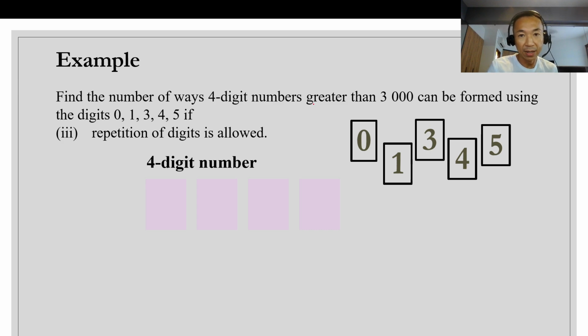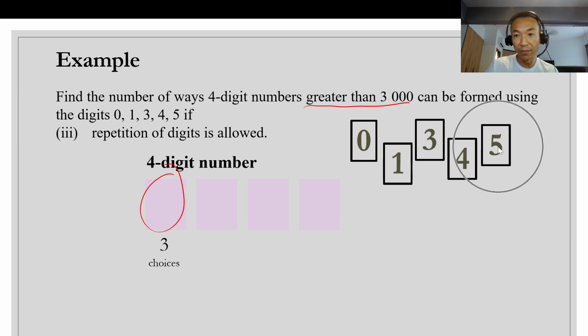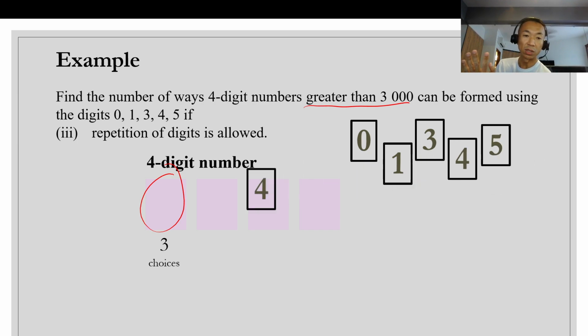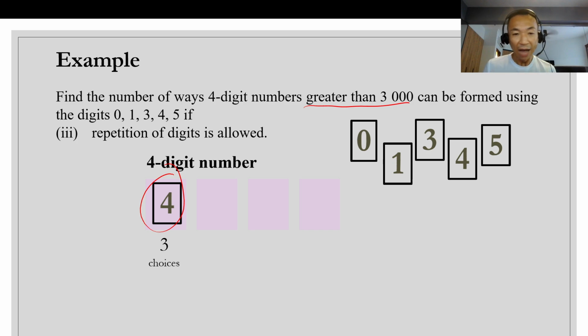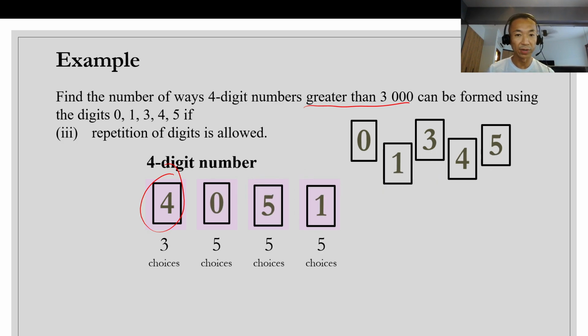Now repetition of digits is allowed. You must also remember you still want it to be greater than 3000. So the first place cannot be 5 choices; it must be either 3, 4, or 5. Therefore, you can only have 3 choices here, because you want it to be greater than 3000. But after that, anything goes. Let's say you have a 4 here. After that, it can be 5 choices because it can be 0, 1, 3, 4, 5. Another 5 choices for the third digit, and another 5 for the fourth. No problem. Then again, because it's successive operations, you multiply them together.